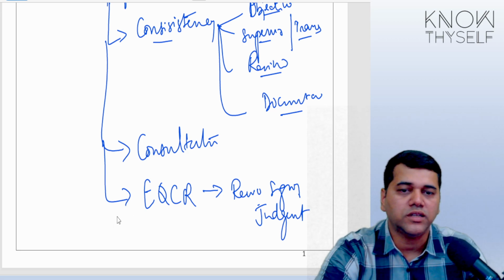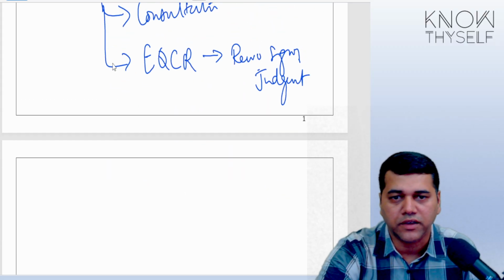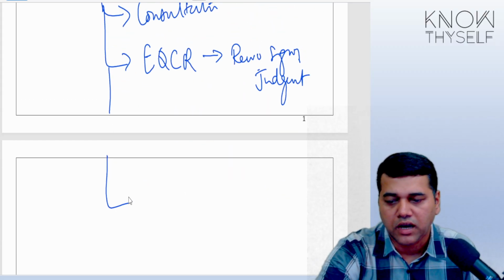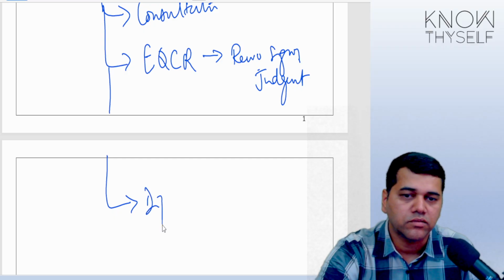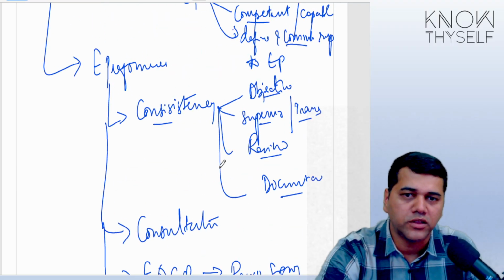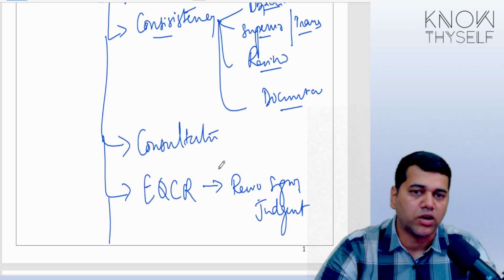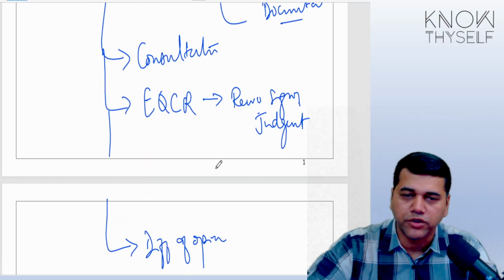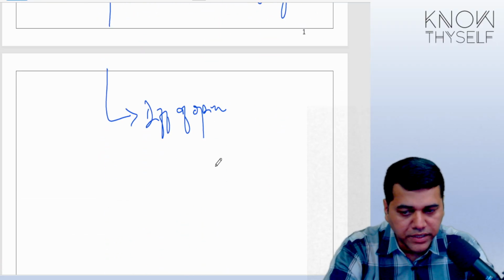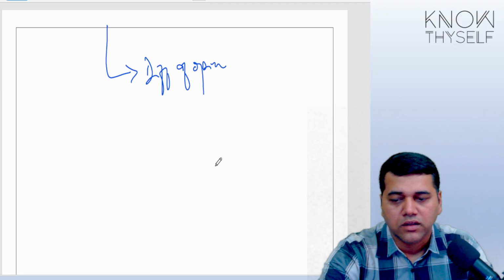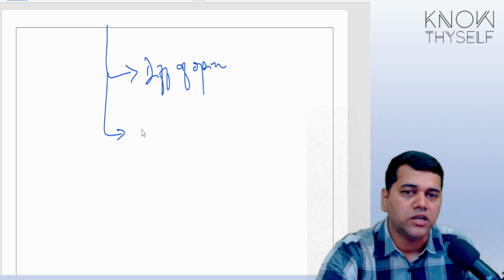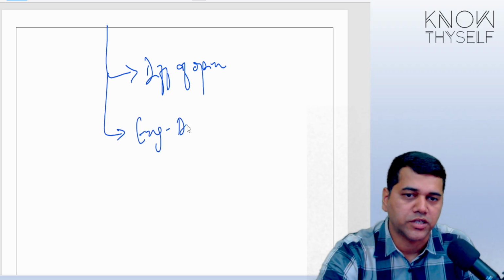Then we have the next element, if I proceed further here, which is the difference of opinion. Because whenever you perform, all these issues will come. First question comes: how to ensure consistency? What if I have got a doubt? Who is going to review my work? What if a difference of opinion comes? And the last one is your engagement documentation.